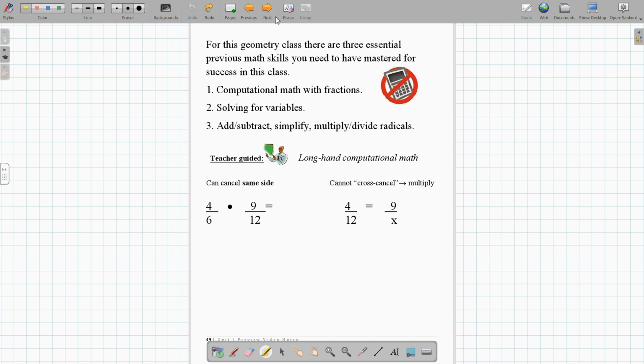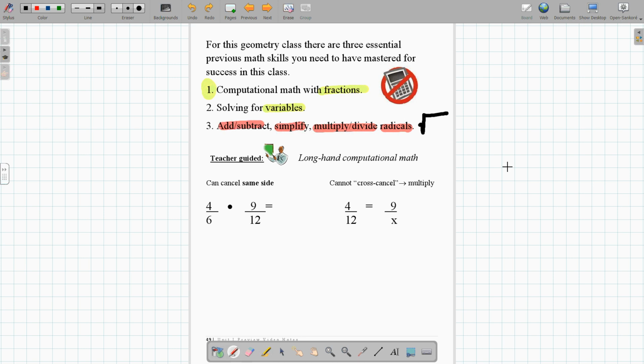Step 1 is to be able to deal with computational math and fractions. I know that's just your favorite word. Next, you need to be able to obviously solve for variables consistently and accurately. And then the third skill today is we're going to learn how to add, subtract, simplify, multiply, and divide radicals. Radicals, you might know them better as square roots.